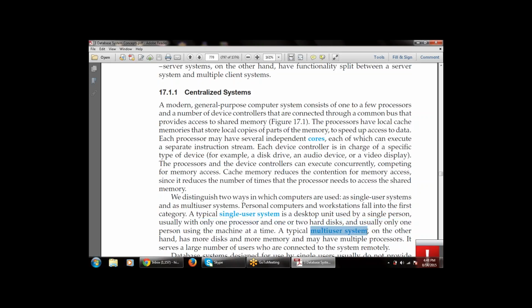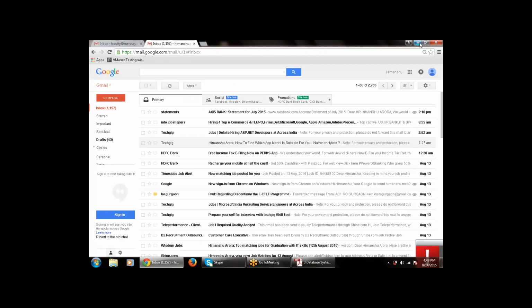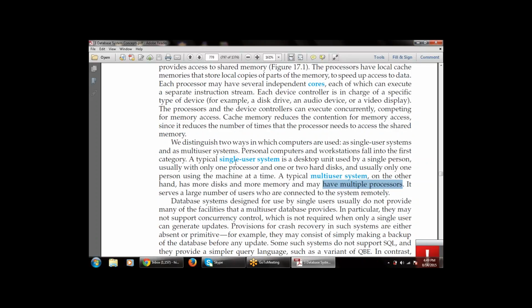A typical multi-user system, on the other hand, has more disks and more memory and may have multiple processors. It serves a large number of users who are connected to the system remotely. That is, there are multiple systems connected to the central system in a remote manner.